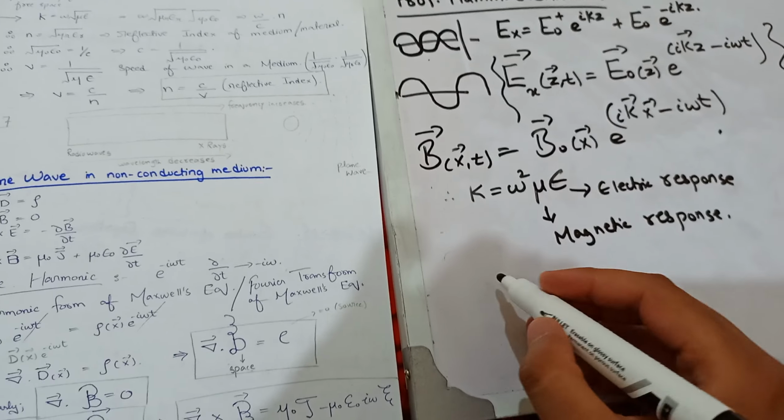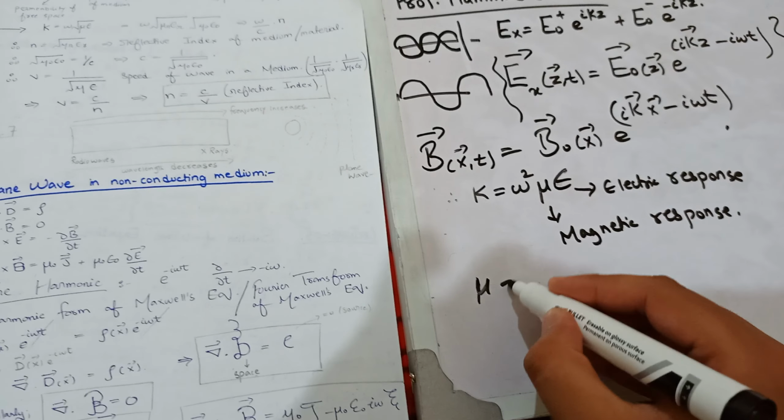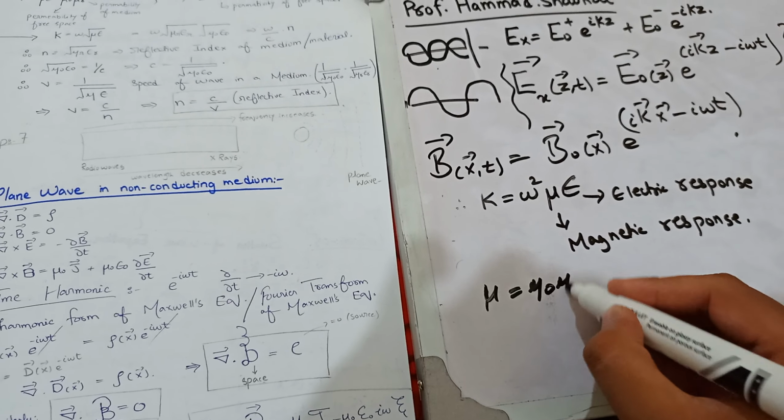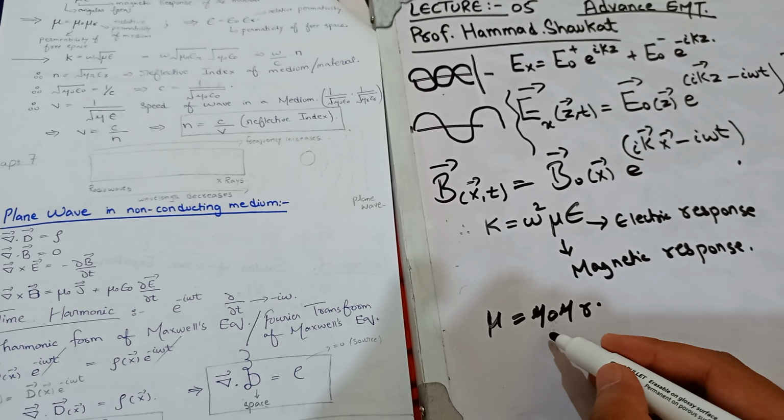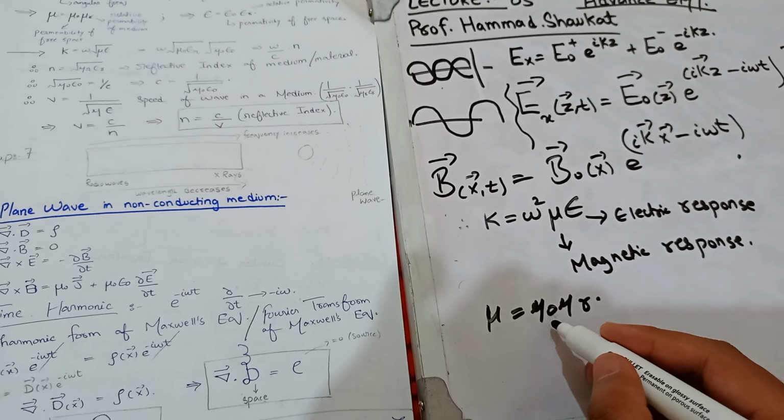Similarly, you also know that in this case your mu is equal to mu naught times mu r. And mu naught, you know, is the permeability, and mu r is the relative permeability of the medium.